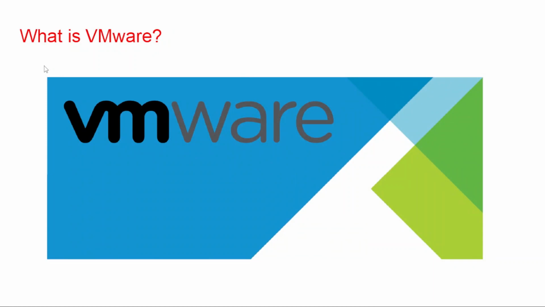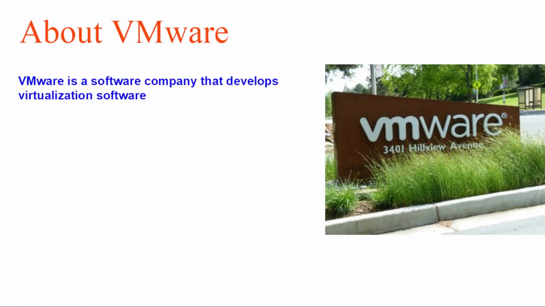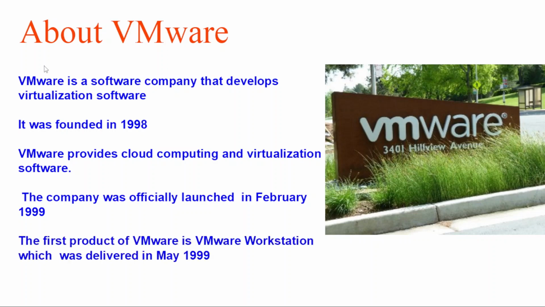In this section, we are going to discuss what is VMware. Most of the students think VMware is a virtualization software, but it is a software company that develops virtualization software. It was founded in 1998. VMware provides cloud computing and virtualization software. The company was officially launched in February 1999, and the first product of VMware is VMware Workstation, which was delivered in May 1999. So, VMware is not a virtualization software, it is a company that develops virtualization softwares.